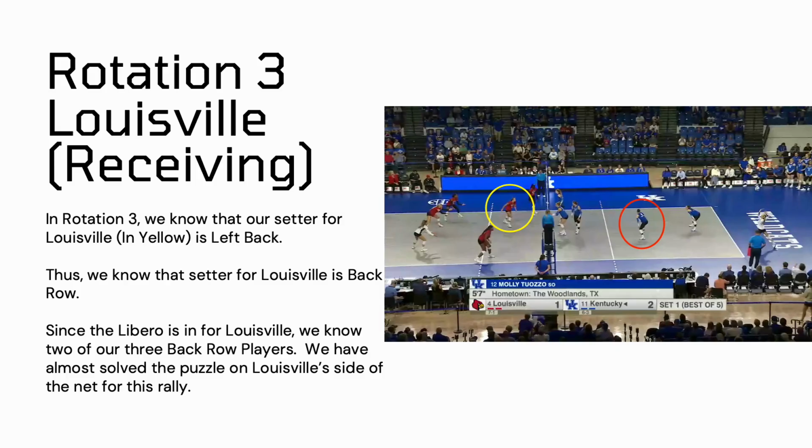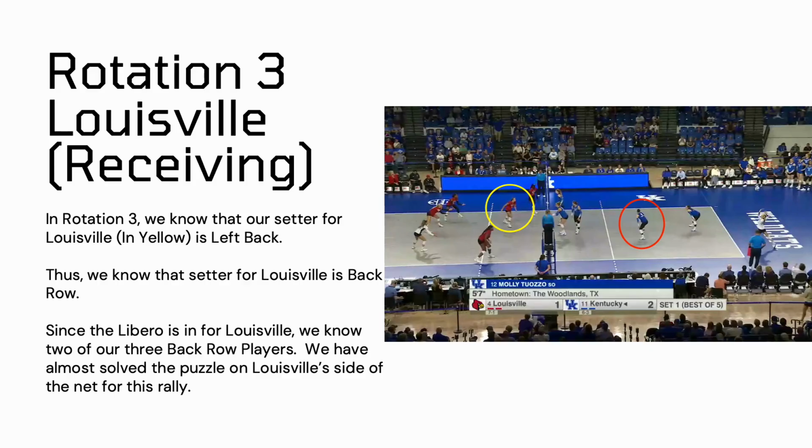Let's take a look at rotation 3 for Louisville in serve receive. Again, in rotation 3, we know that we have a back row setter who is left back. We have her circled in yellow. Again, our libero is in for Louisville as well in this particular rally. So we know 2 of our 3 back row players for Louisville for this particular rally, this being our setter and our libero. So again, we've almost solved the puzzle on Louisville's side of the net for this rally.